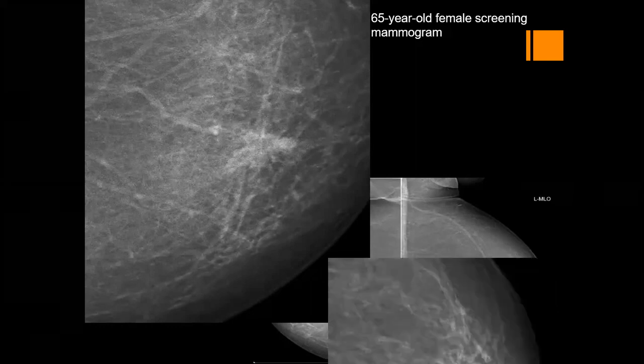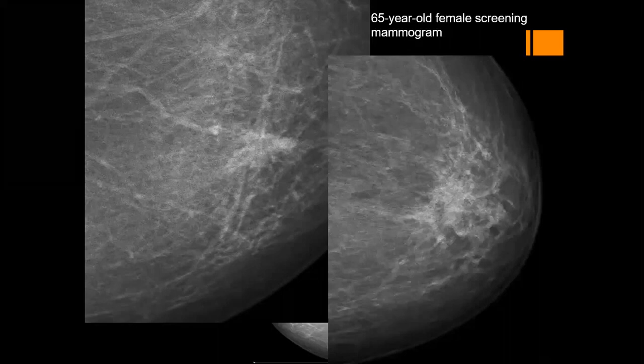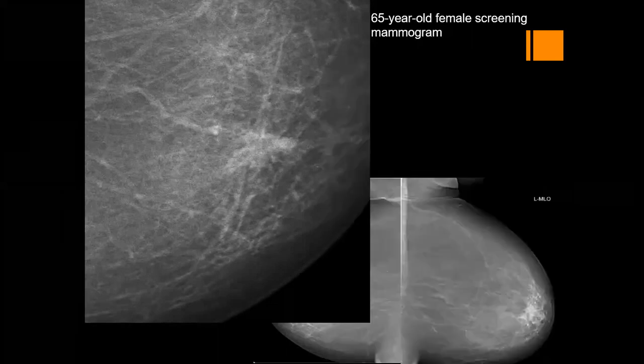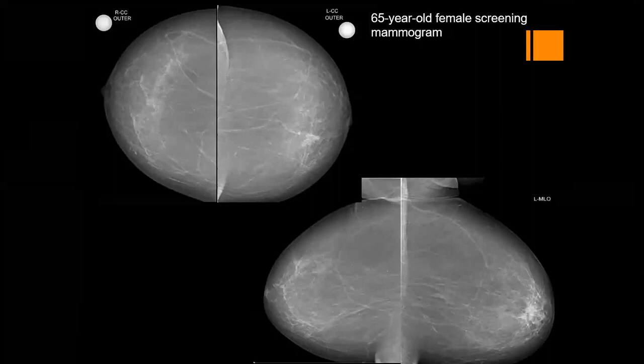Even here, I can say the same. I could not see any real mass to say there is a mass. I have an area of asymmetry and architectural distortion. Okay. When we go back, could you see anything else, or are those the only findings?